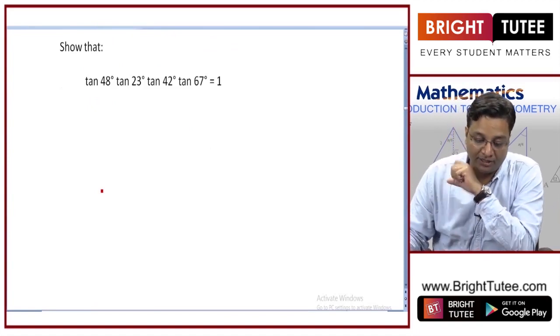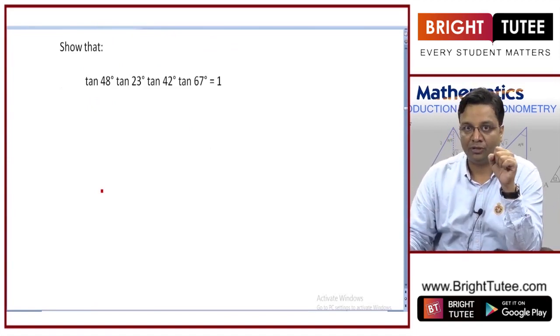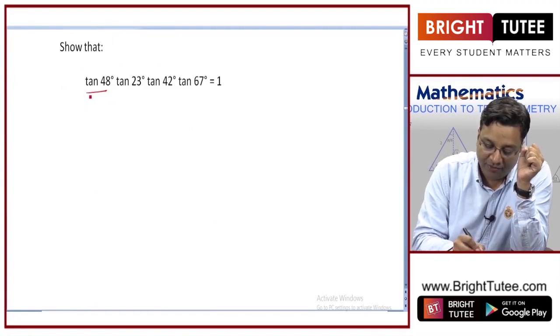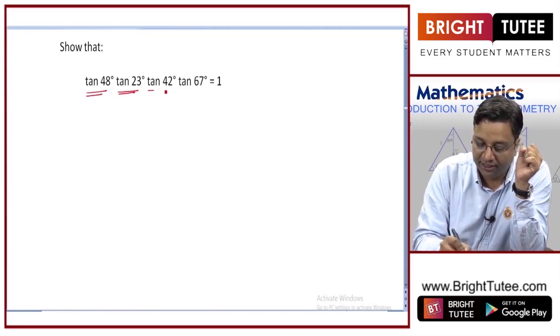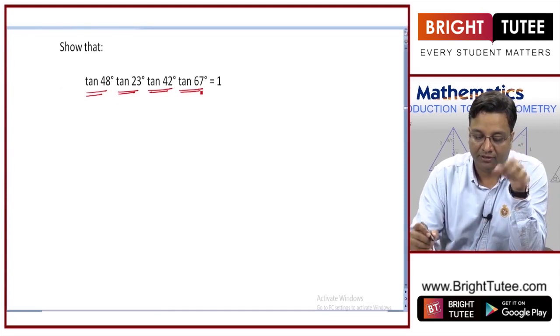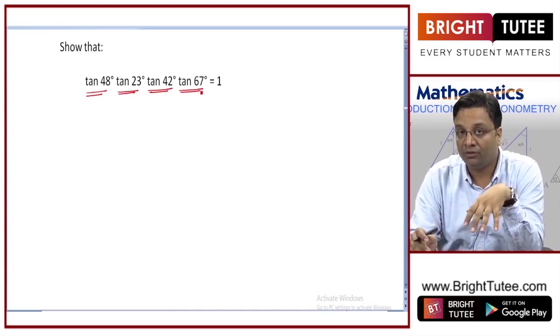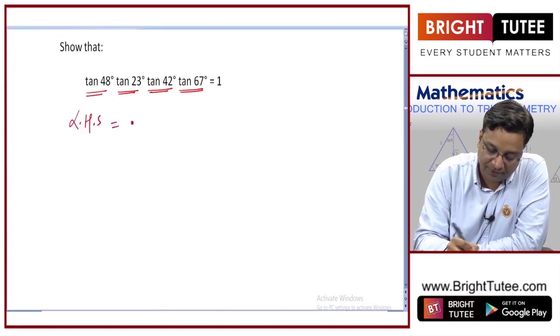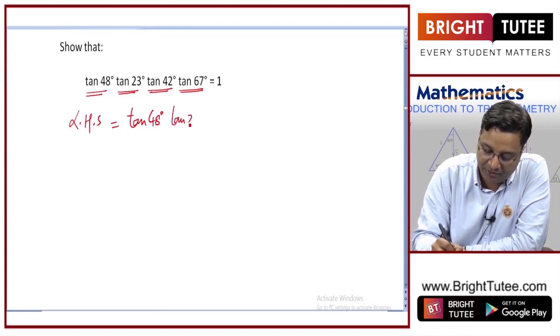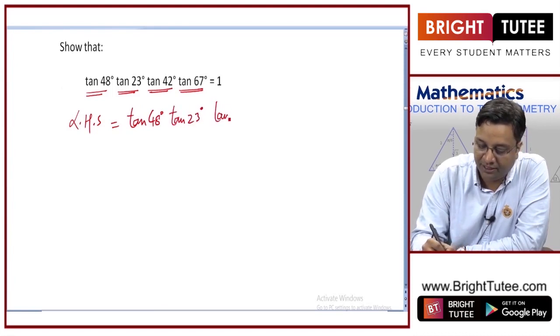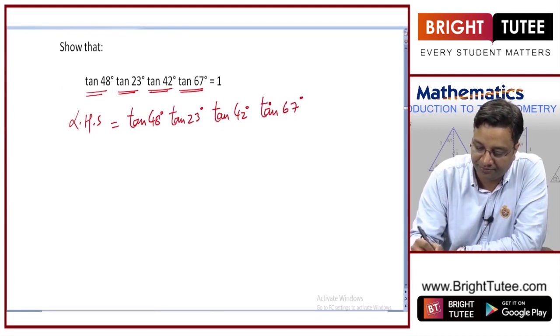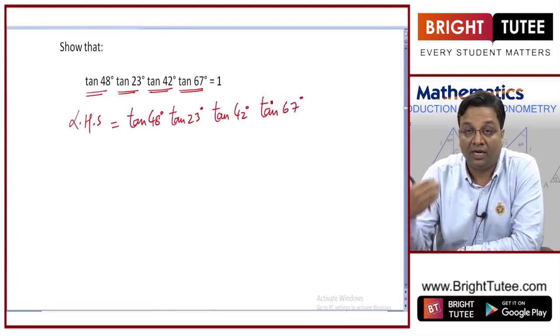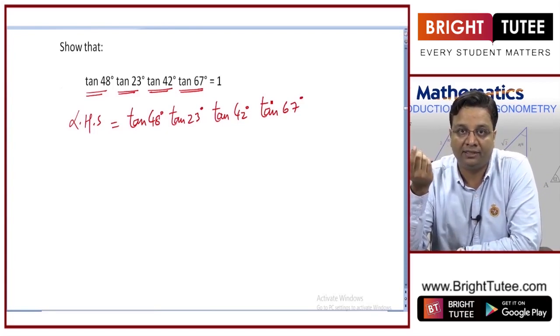Alright, let's look at this question, and this is a very important question. Tan 48, tan 23, tan 42, tan 67. The product of these is equal to 1. We need to show this, right? So left hand side, let me write it again: tan 48, tan 23, tan 42, tan 67, right? So I'll ask you to look for complementary angles in this.